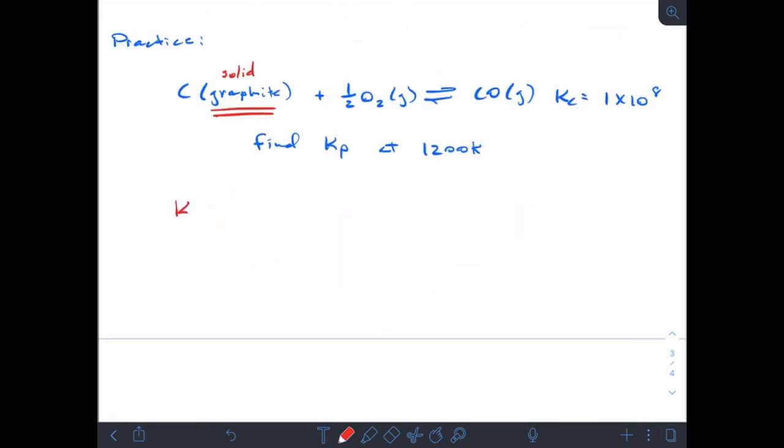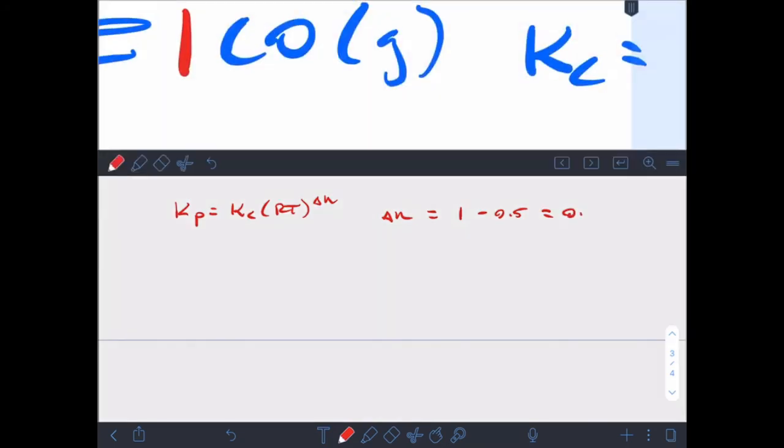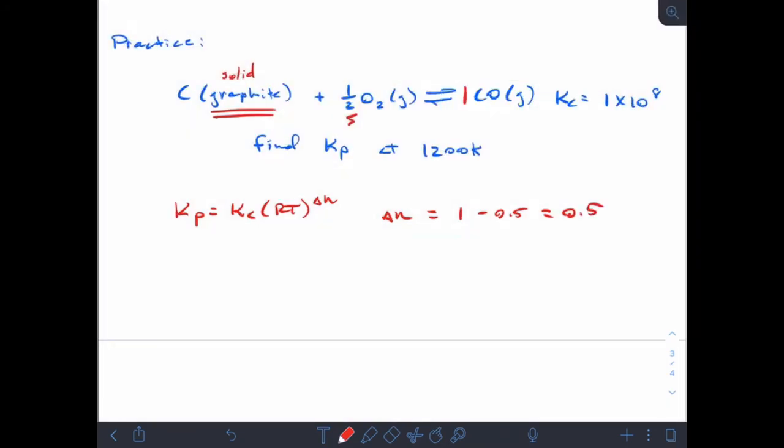So our equation, Kp equals Kc (RT) to the delta N, and we want to find Kp, so that's easy enough. So we don't have to rearrange anything here. So our moles of gas, we have 1 mole in our product, and we have half a mole in our reactants. So 1 minus 0.5 gives us a delta N of 0.5. Right, so I can just plug in these values here.